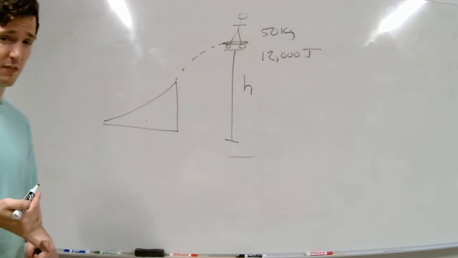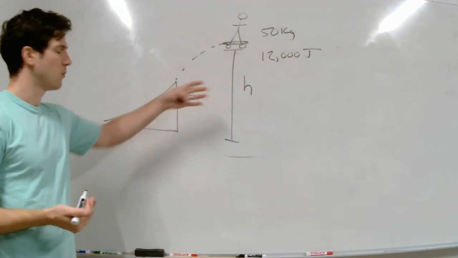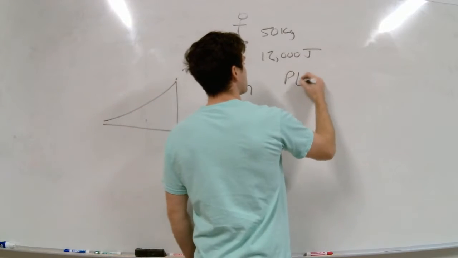So we know you weigh 50 kilograms. We know you have 12,000 joules of potential energy. What's your height going to be? Okay, pretty easy. We're just going to plug and chug.